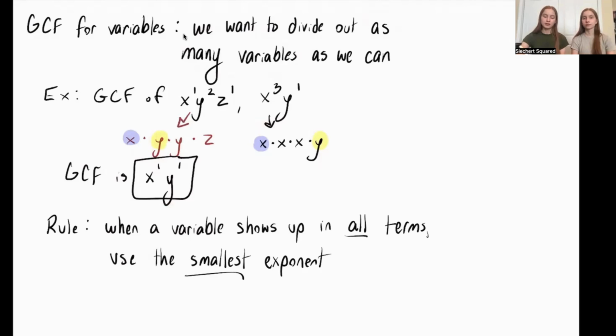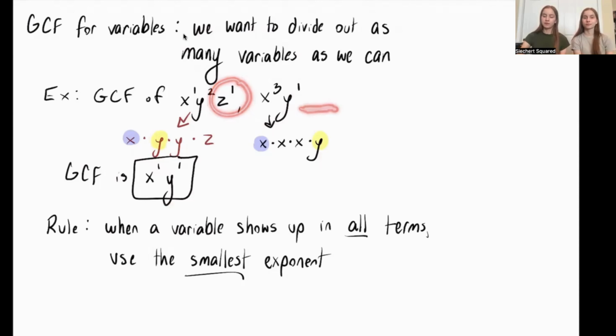And for the y's, I have y's that show up in both of the terms. So when they show up in all of the terms, you take the smallest exponent, which for the y's was 1. Because that smallest exponent is really telling you the smallest amount of y's that show up in one of the terms, and you can't grab any more y's than that. And because the z did not show up in all of the terms, it's not going to be included in our final answer in the GCF.